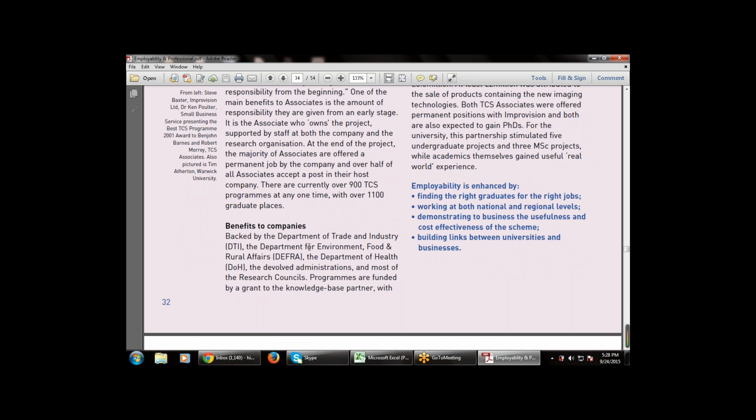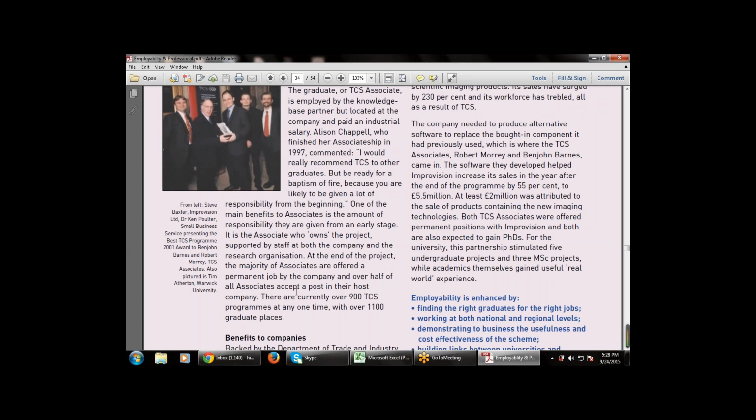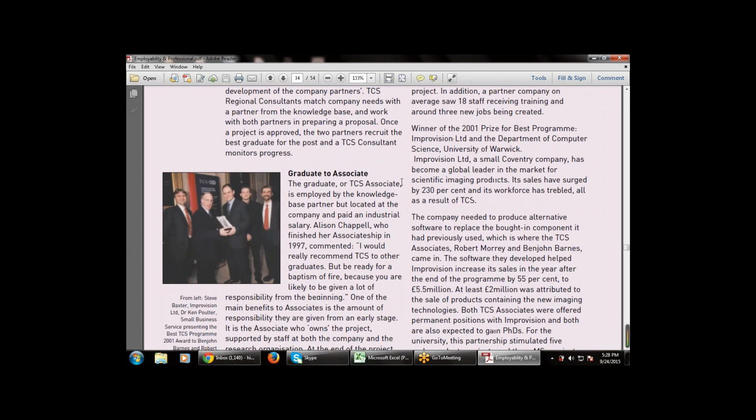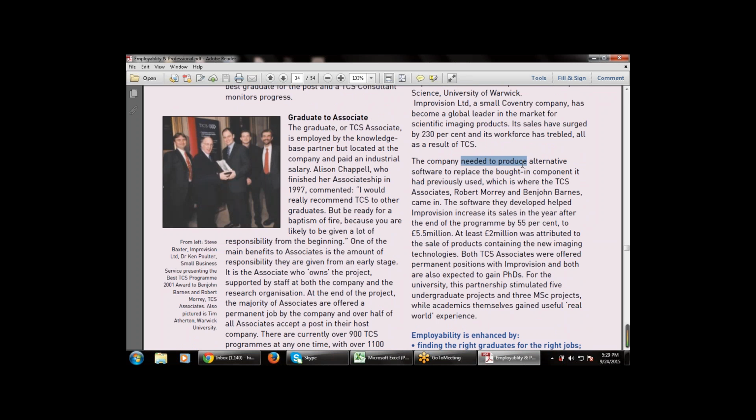Next is the benefits to the company. It is used by the Department of Trade and Industry, the DTI, the Department of the Environment, Food and Rural Affairs, the DEFRA, and the Department of Health, the DOH. These are the various departments that also benefit with the companies. And the company needed to produce alternative software to replace the bought-in component it had previously used, which is where the TCS associates Robert Morey and Benjamin Bain came in.